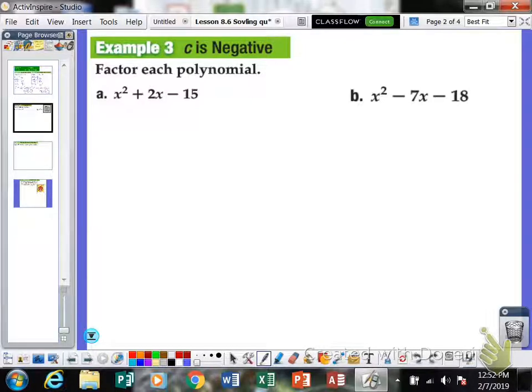Since c is negative, our factors m and p, which we list when we're trying to find the two factors that give us our sum in the middle, are going to have opposite signs, so one's going to be negative and one's going to be positive. Since b is positive, the factor with the greater absolute value is also positive. Okay, so let's start by listing our factors of negative 15.